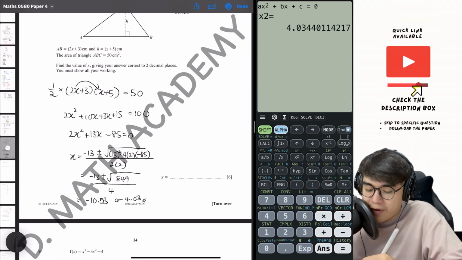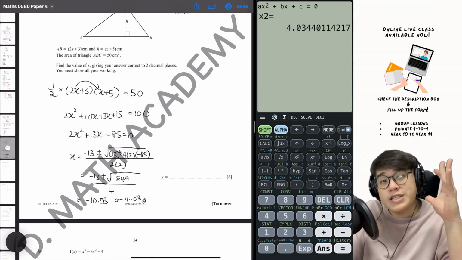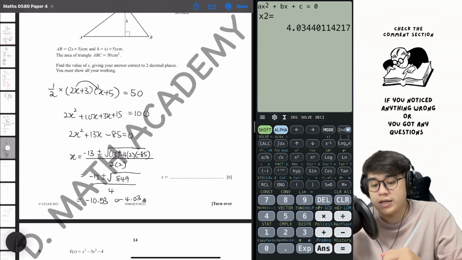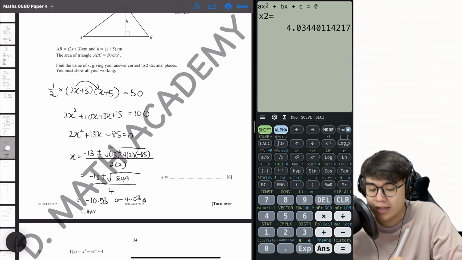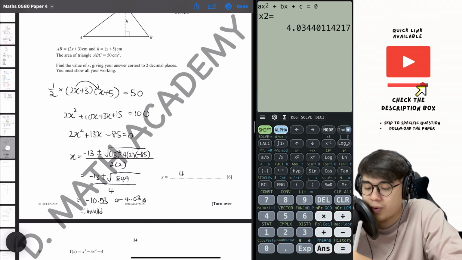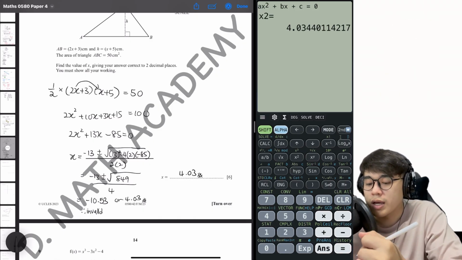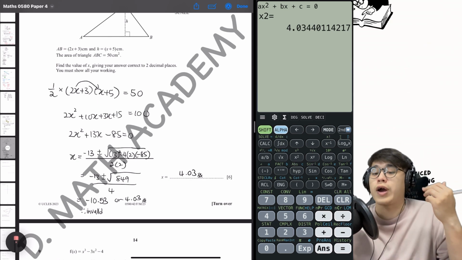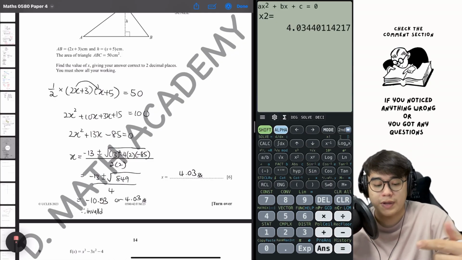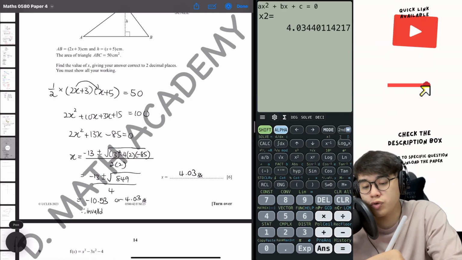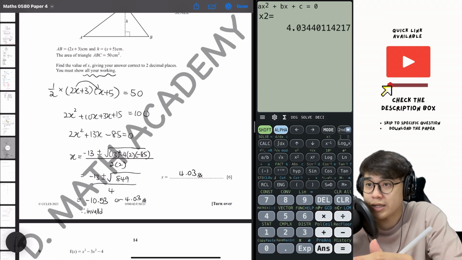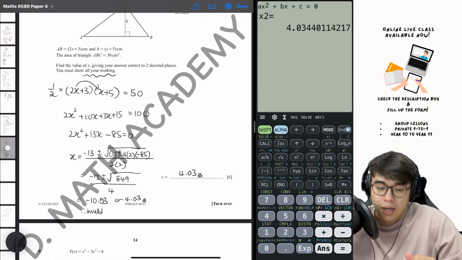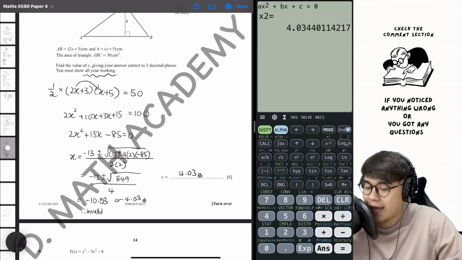So you need to justify which one is the correct answer. Okay, and please take note that if it's about length, then it cannot be negative. So this one here will be invalid, and your x value will be 4.03 only. Okay, remember the marks is 6. Okay, try your best to write as much workings as possible. As they already mentioned, you must show all your workings. Okay, despite using calculators, some of the work you still have to manually do it and show it to them. Okay, so this is for question 8.